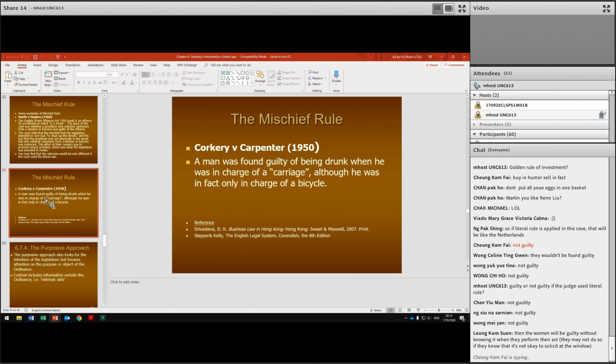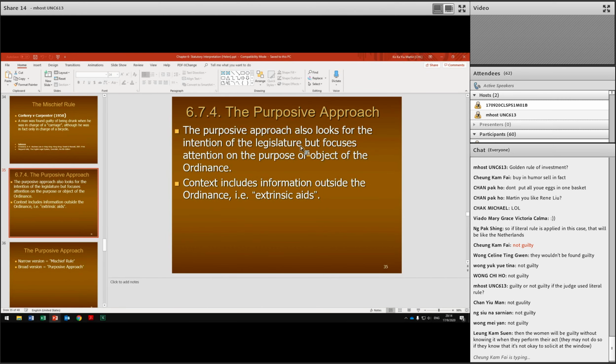Okay, I think we have to take a break now. After the break, we'll go to another more difficult case. It's called the purposive approach. We'll look at a landmark case called Medical Council versus Dr. Charles Shek. This is quite a difficult and complicated case. Please take a break for 10 minutes. After the break, we will come back and discuss the purposive approach.